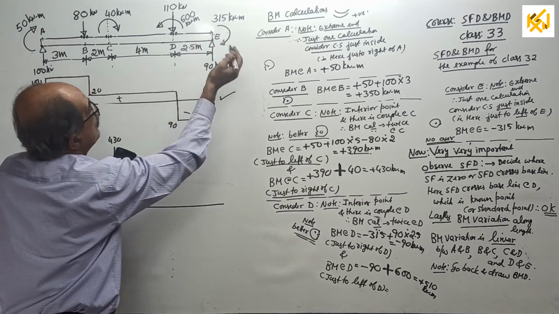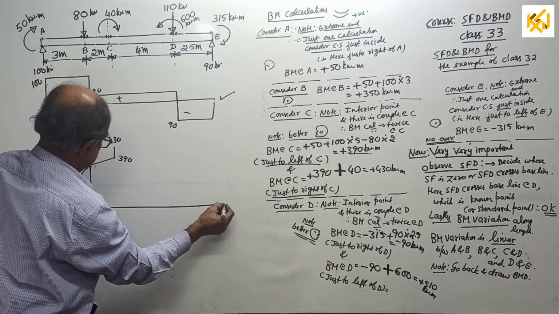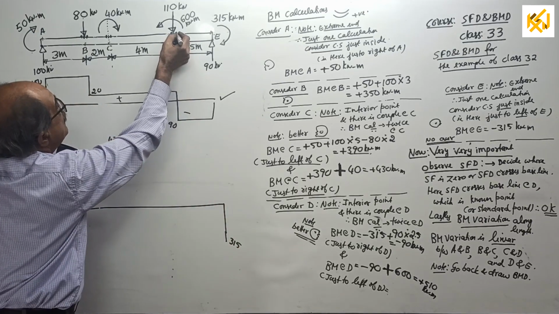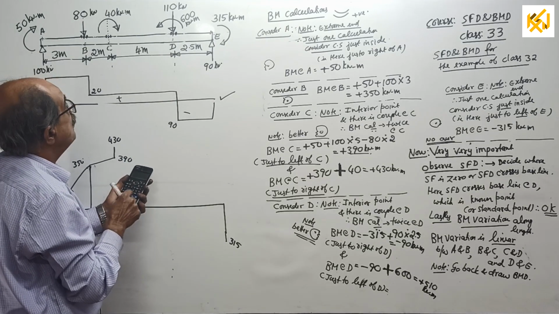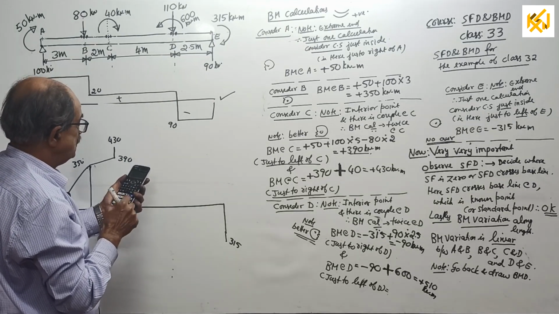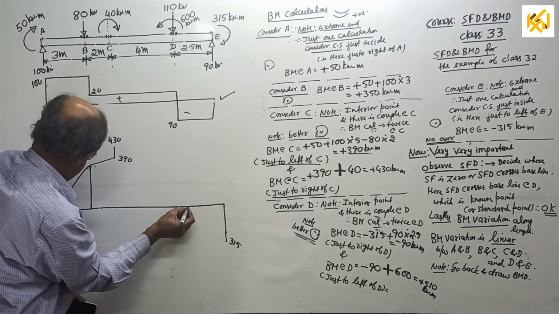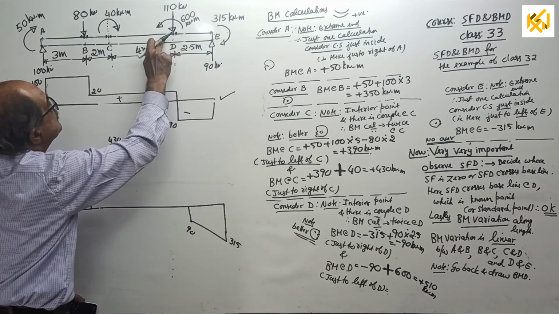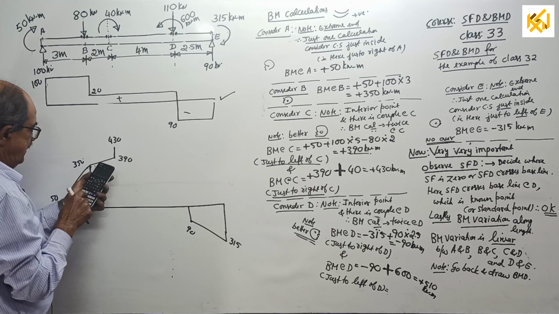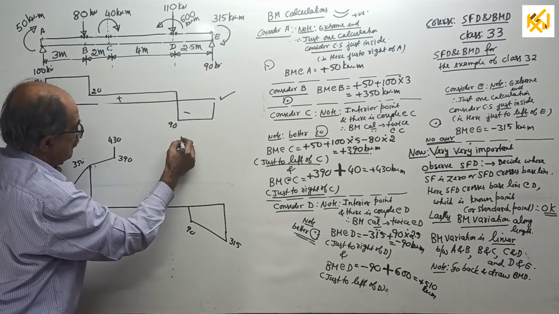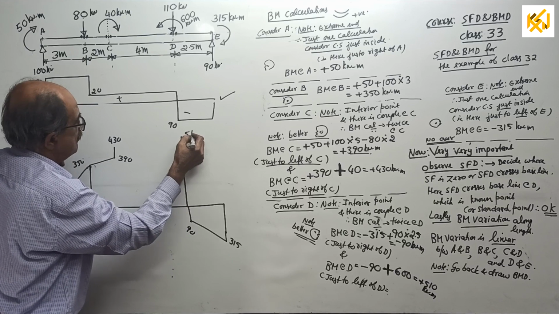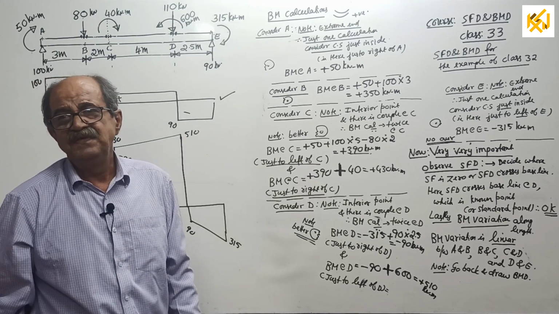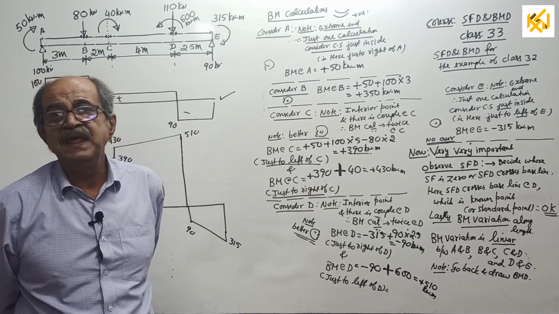I will leave this side now, I will come here. BM here, minus 315. BM here, just to right side, minus 315 plus 90 into 2.5, minus 90. Somewhat to scale. BM just this side, same minus 90 plus 600, 510. This is the bending moment diagram I will draw. This is medium speed. I was explaining to you and drawing.